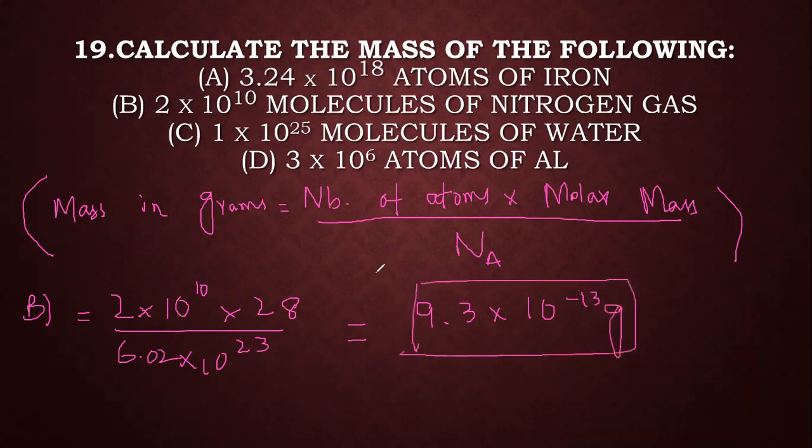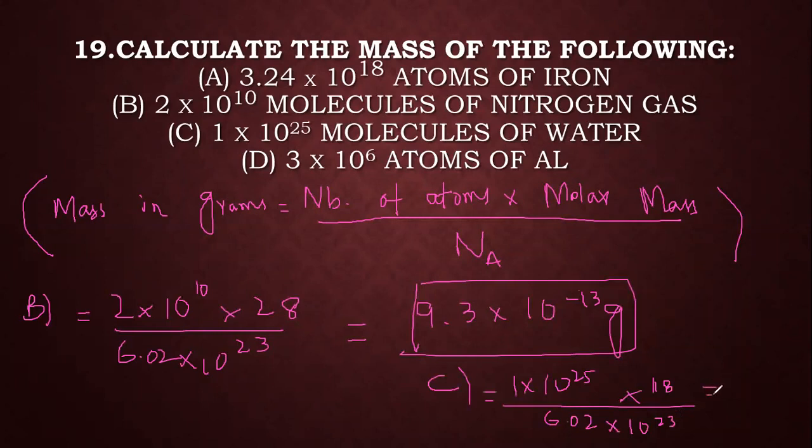Similarly in part C, it must be equal to 1 into 10 raised to the power 25, multiplied by the molar mass of water, 18, and the Avogadro number is 6.02 into 10 raised to the power 23. By substituting all the values, it must be equal to 2.99 into 10 raised to the power 2 grams.